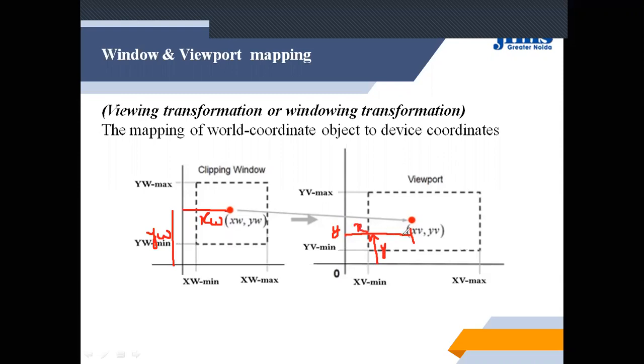So this represents the x value for the viewport and the y value for the viewport. This is the thing we assume, and all the other values are to be given. Now we will see the method by which we can find out these values.